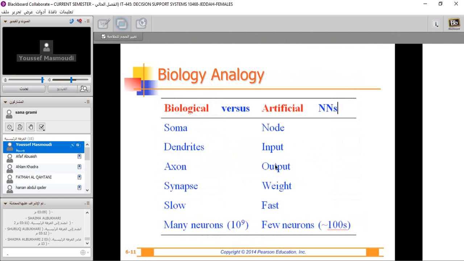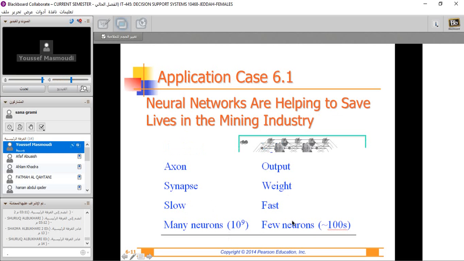التشابه بين البيولوجي والartificial neural network. In biology, we call it soma. In artificial, we call it nodes. Dendrite in biological, input in artificial neural network. Axon in biological, output in artificial neural network. Synapse in biological, and weight in the artificial. Slow in the biological, fast in artificial. Many neurons in biological, and you have few neurons in the artificial neural networks.